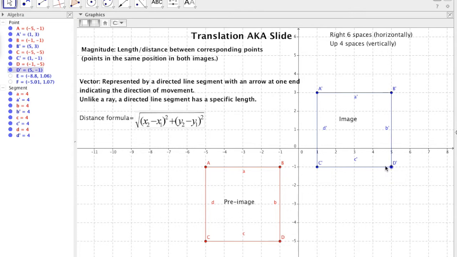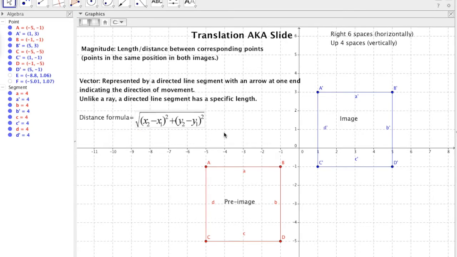And when you think about distance of coordinate points, what should pop in your head? Distance formula. So in order for us to use the distance formula, we need to know the coordinate points of the corresponding points.